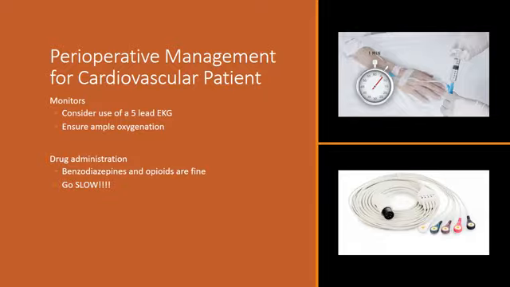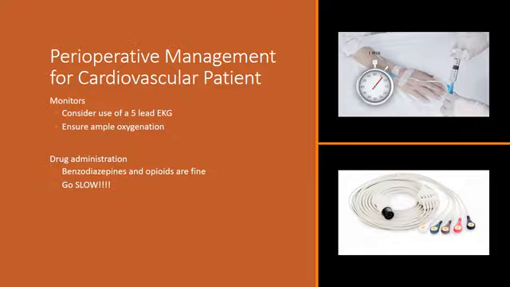In terms of what monitors I like to use for cardiovascular patients, ideally I like to use at least a 5-lead EKG. That allows me to look at, depending on the monitor, 2 leads at once. Typically I like to look at lead 2 and then also V5. That allows me to really monitor that left ventricle for any signs of arrhythmias or dysrhythmias. And then we want to make sure that we keep our patients well ventilated and well oxygenated, so a pulse oximeter and ideally the use of capnography as well.